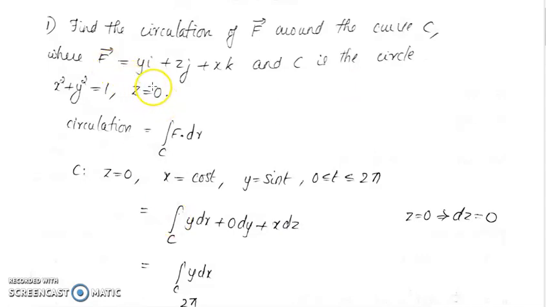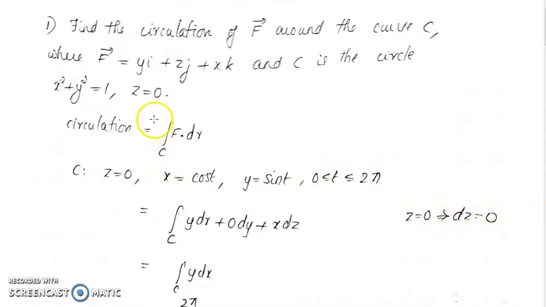So z is 0, so dz will be 0, and you have x square plus y square equal to 1. So that is a unit circle. Now the radius is 1. Okay, so the parameterization is x equal to 1 cos t and y equal to 1 sin t. So for the circle, the angle will vary from 0 to 2 pi, and z and dz are 0.